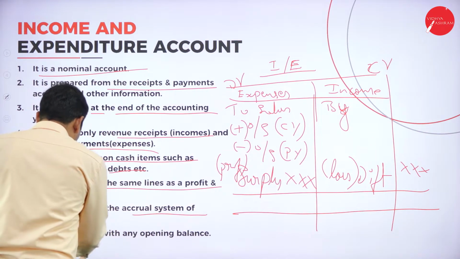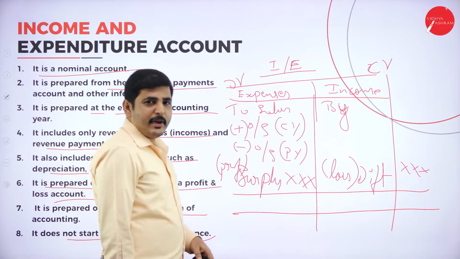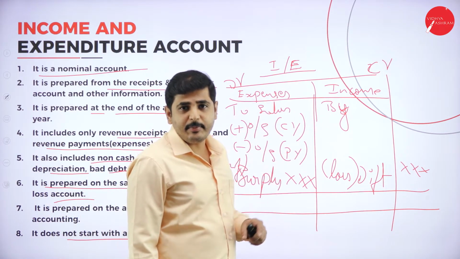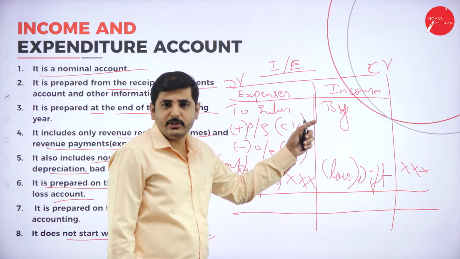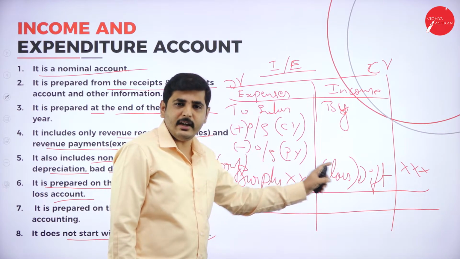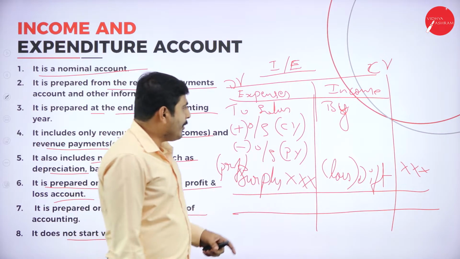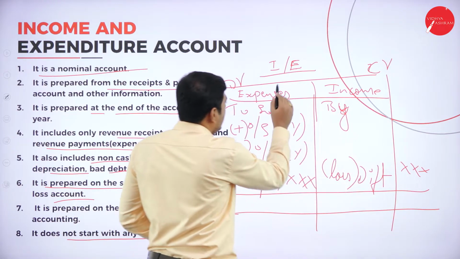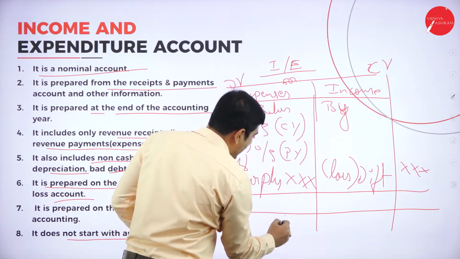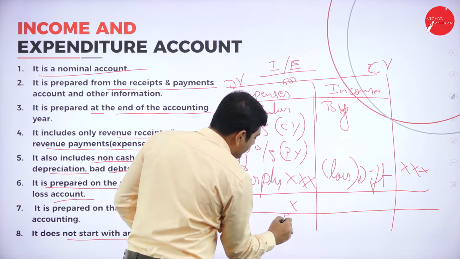Next one, it does not start with an opening balance or closing balance. It does not start as a receipt and payment account does. Only whatever difference you get. You get a bigger amount on one side, right? Let's assume here it is 5 lakh rupees. The total amount, if you add all the items, is 5 lakh rupees.